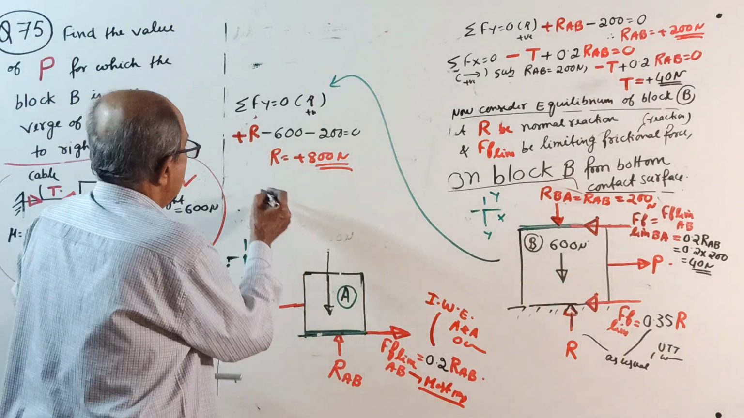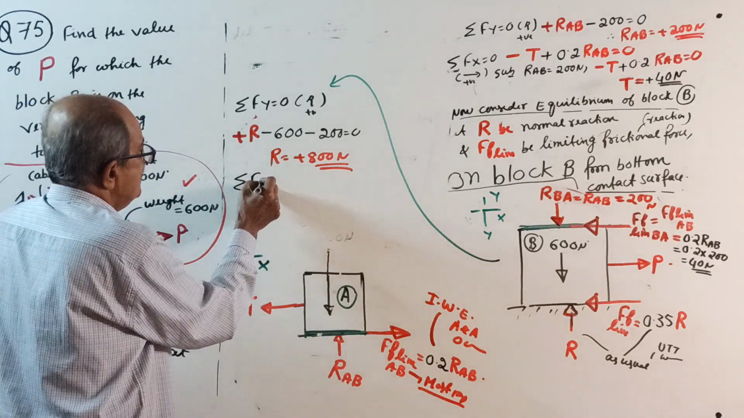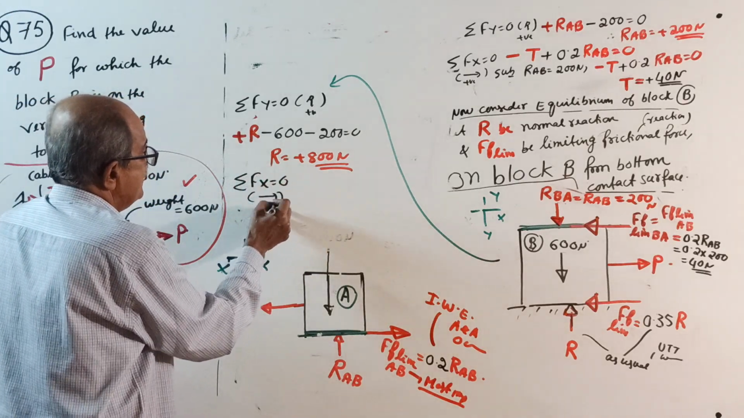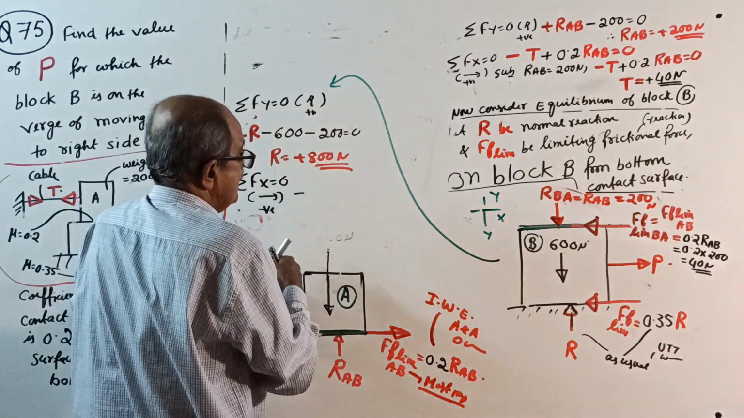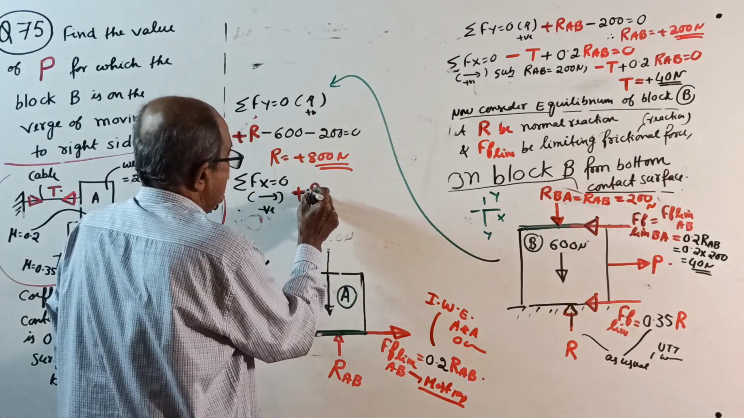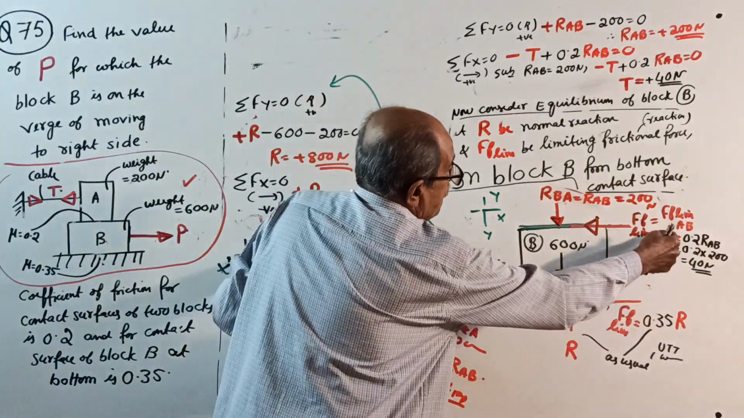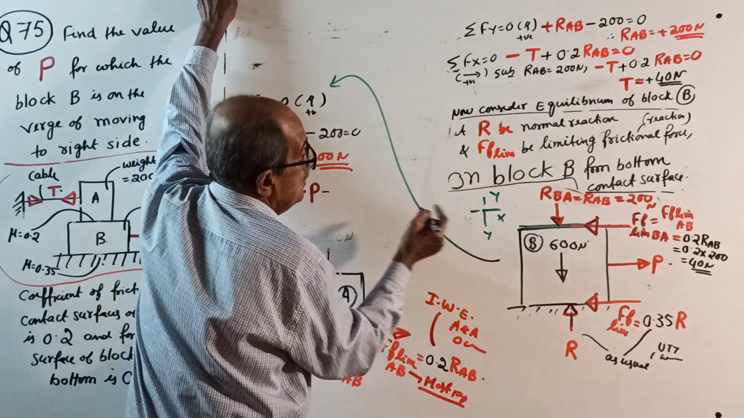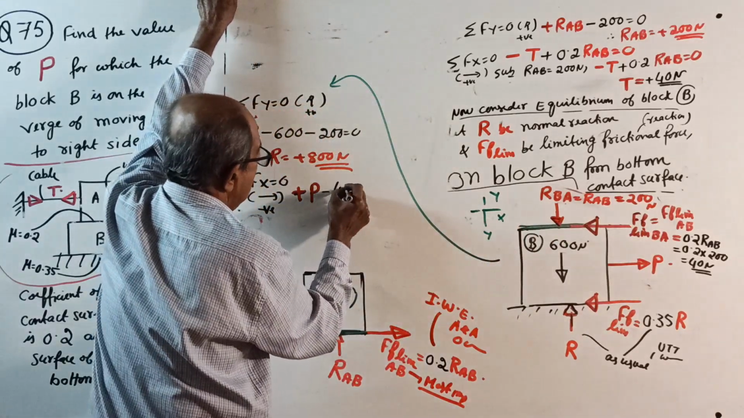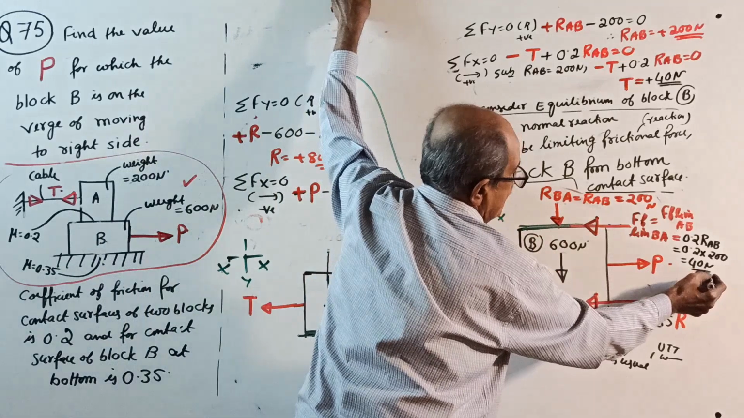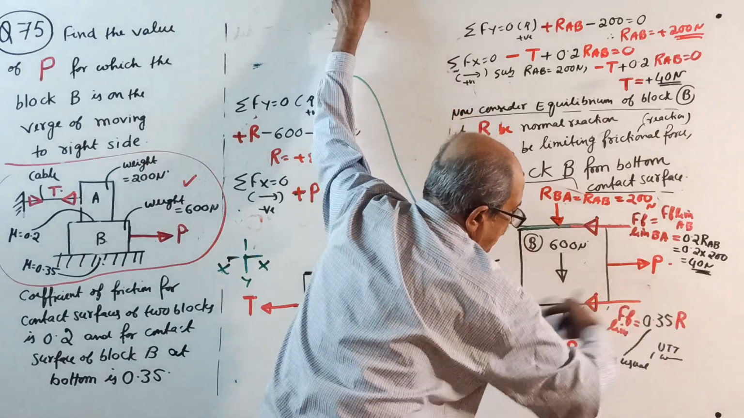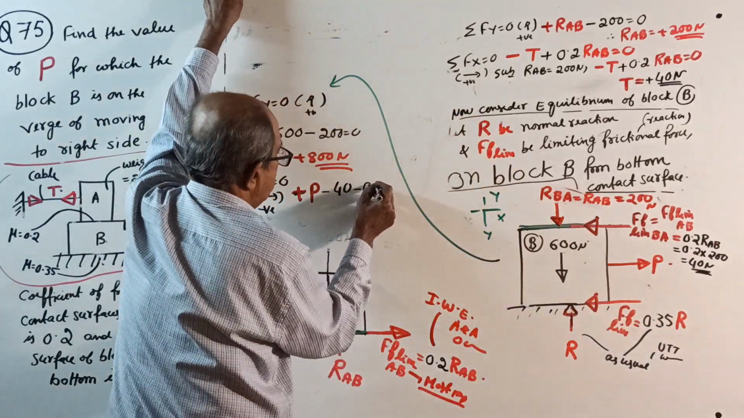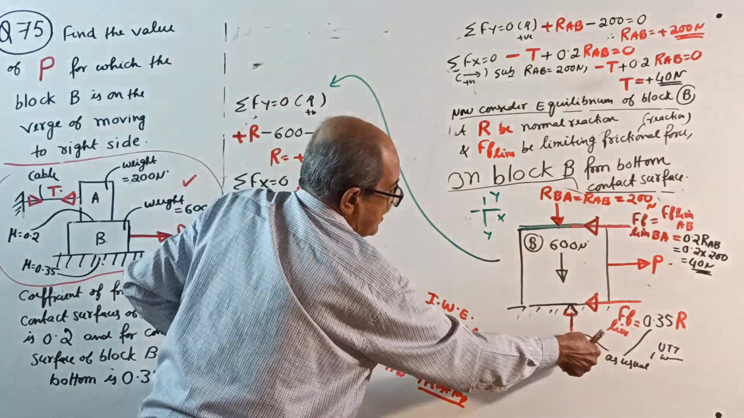Then sigma Fx equals 0, take right side positive: plus P, then minus 40, that is the friction limit for B from A, minus 40, minus 0.35 times this R.